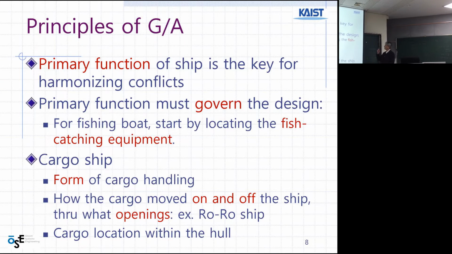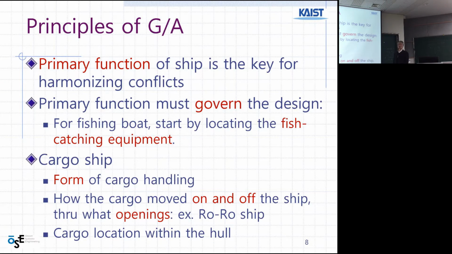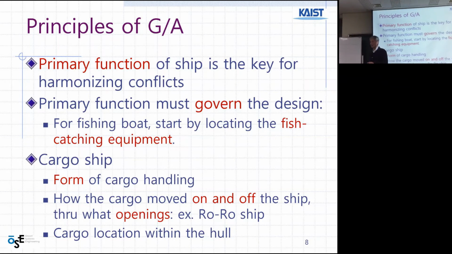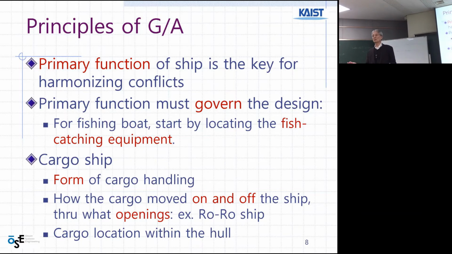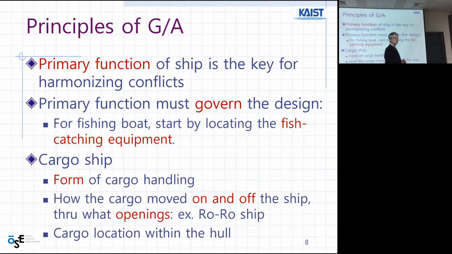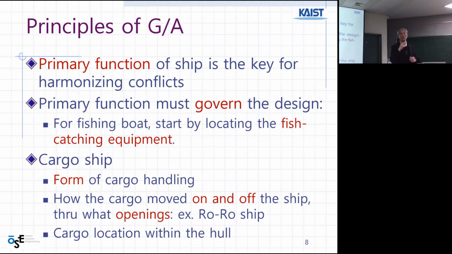Principles. The primary function. What is the primary function of the ship? It depends on the ship. For a Navy ship, the primary function is fighting. For a fishing boat, the primary function is catching fish. And then firefighting ships. A container ship is a cargo ship, very similar to a truck, a bus, a passenger car, a sports car. An aircraft carrier, a submarine. So the primary function is different.